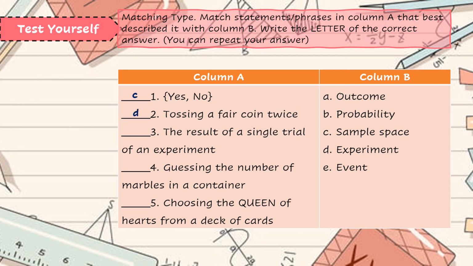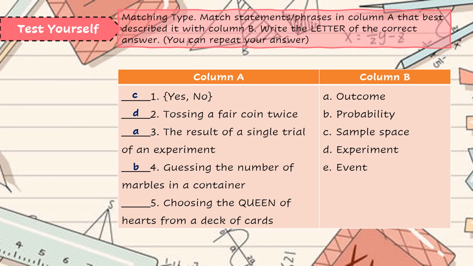C, yes or no is a sample space. Nakaset siya, di ba? Number 2, tossing a fair coin twice. So, this is an experiment. It is the result of a single trial of an experiment. Ayan. So, ang tawag dyan ay outcome. Ito yung naging result natin sa ating trial sa experiment.